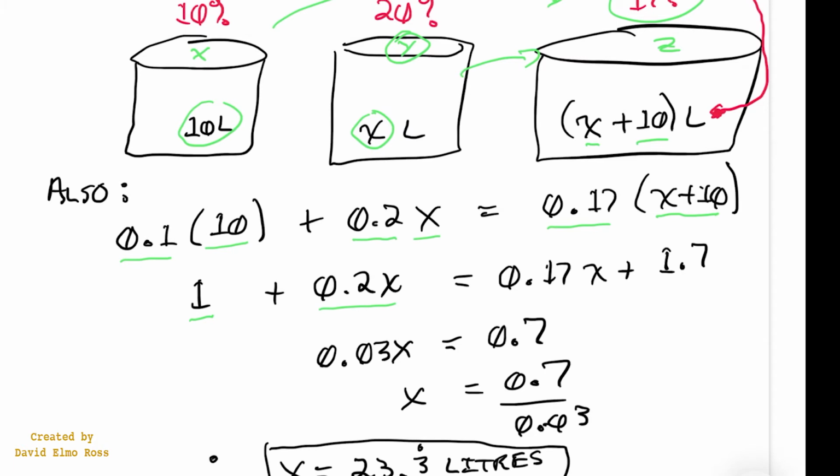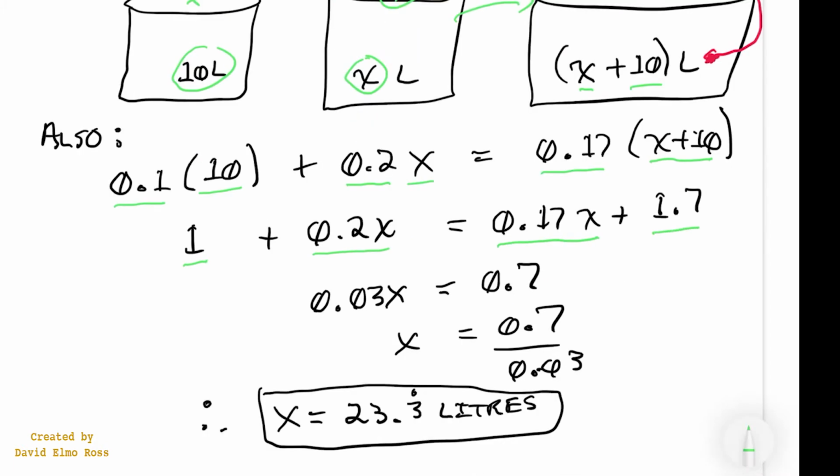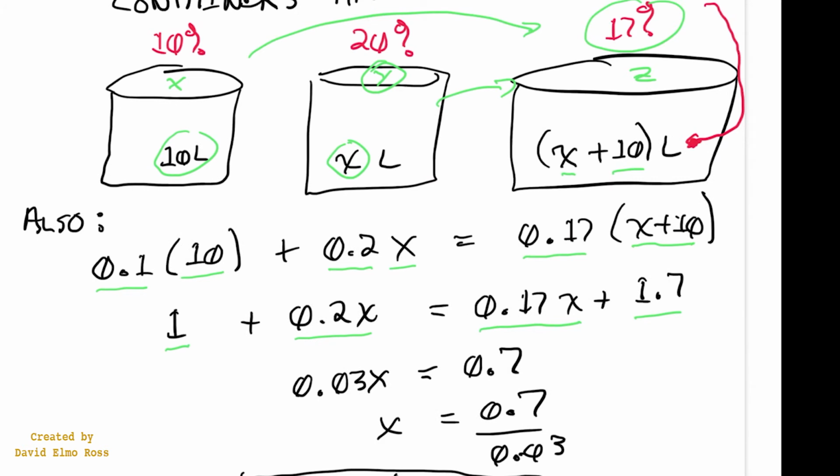So that's going to give us 0.17x plus 1.7. And when we solve it, we get x is equal to 23.3 liters. So that means we had 10 liters here, and when we substitute that in, that is going to give us 23.3 repeated liters here. And when we're finished, if this works out, this is going to give us a total of 33.3 repeated liters of total substance in the Z.